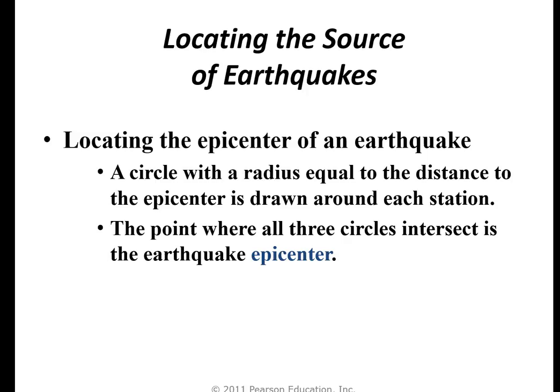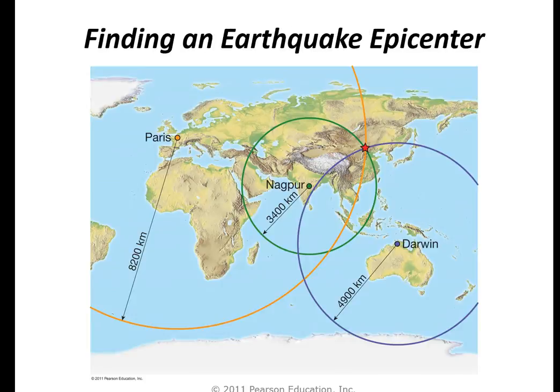So to locate the center of an earthquake, the epicenter, a circle with a radius equal to the distance to the epicenter is drawn around each station, and the point where all 3 circles intersect is the epicenter. So here's how we would find an earthquake epicenter. We have 3 stations, Darwin, Paris, and Nagpur. And we find that the location of the earthquake is up there in the mountains.